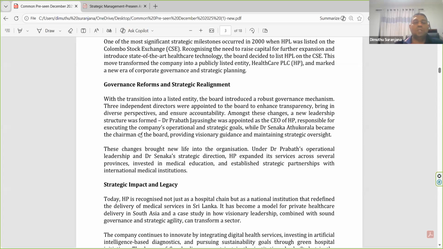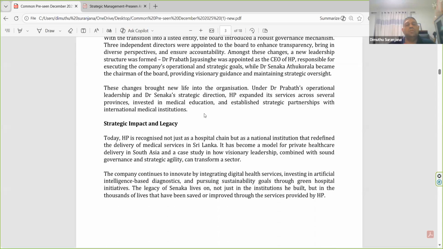The CEO is responsible for executing the company's operational and strategic goals, right? While Dr. Sena Katipurla became the chairman of the board to provide visionary guidance and maintain strategic oversight. Normally, the board's task is to provide strategic direction. Right? These changes brought new life into the organization.